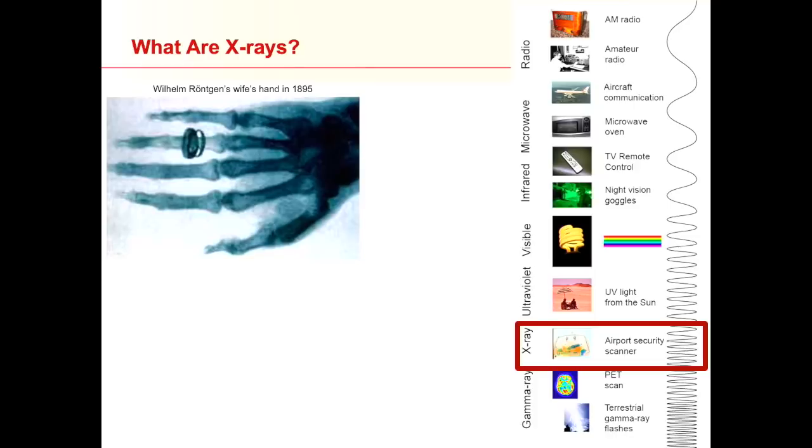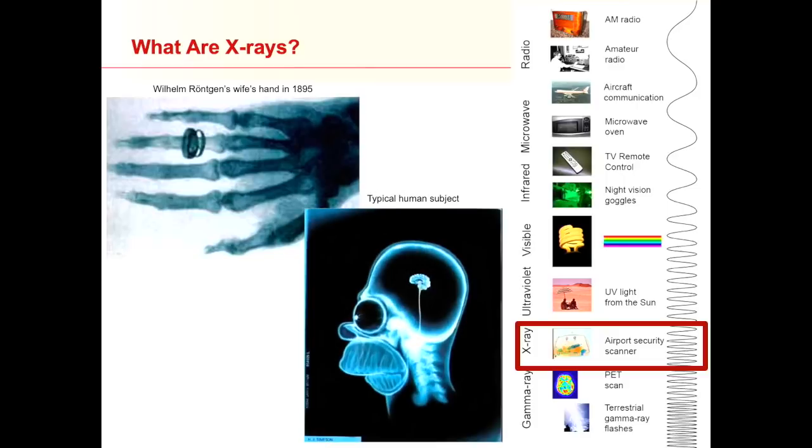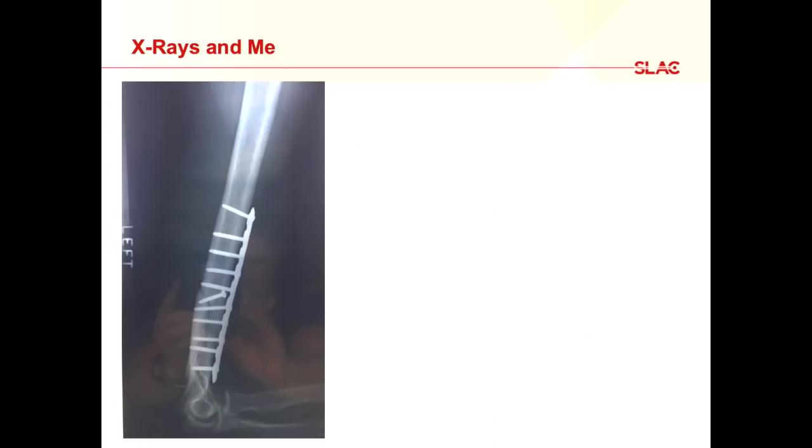This is the first X-ray picture ever taken, 124 years ago. So this is the hand of the wife of the man who first discovered those X-rays back then. So as I said, most people are pretty familiar with what X-rays do, and this is another typical human subject. This is actually me right here. So as you probably guessed, this is not me. But this is, however, me.